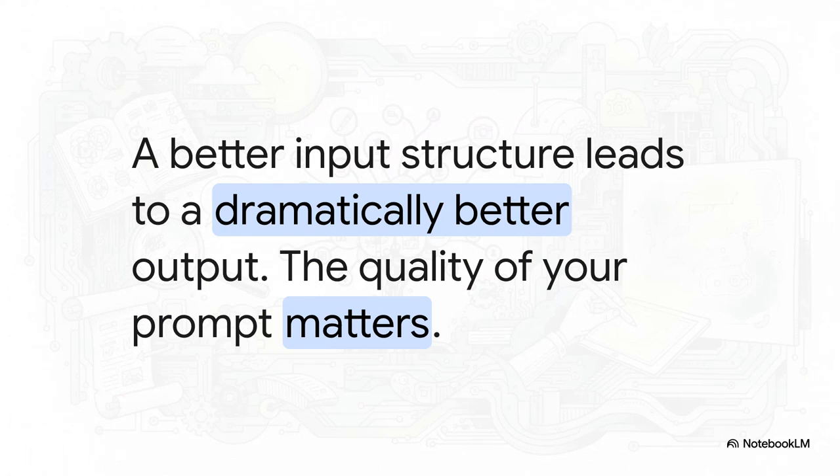The quality of your output is a direct reflection of the quality of your input. By giving the AI a better, more structured prompt using this 6-part formula, you are practically guaranteed to get a dramatically better result. It's that simple.